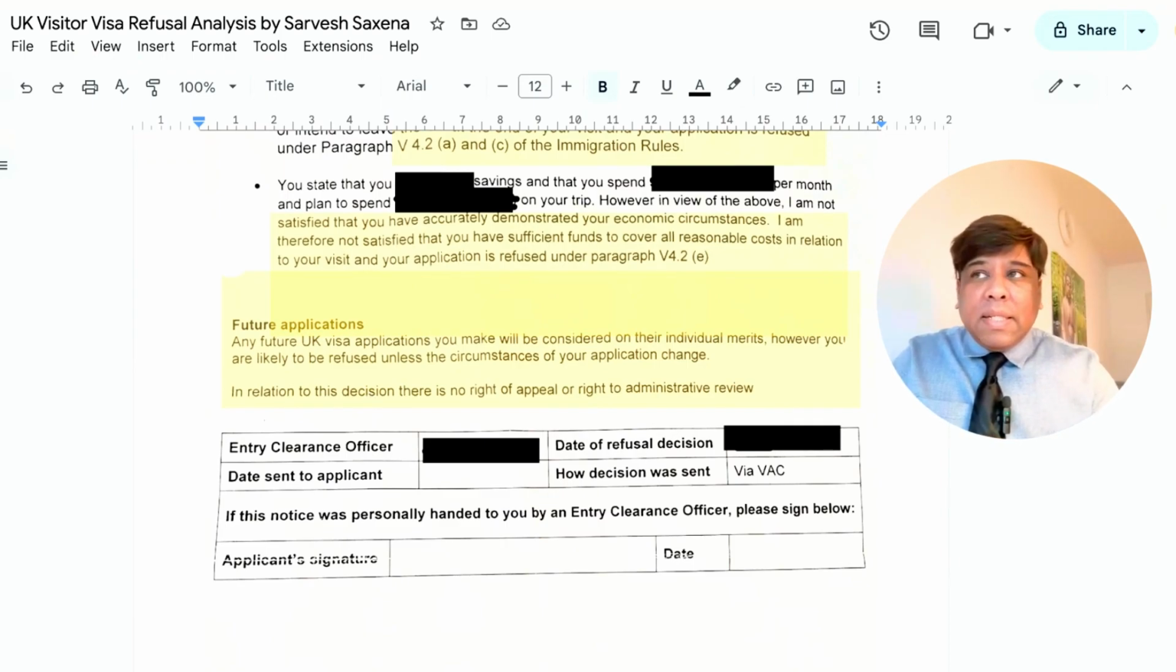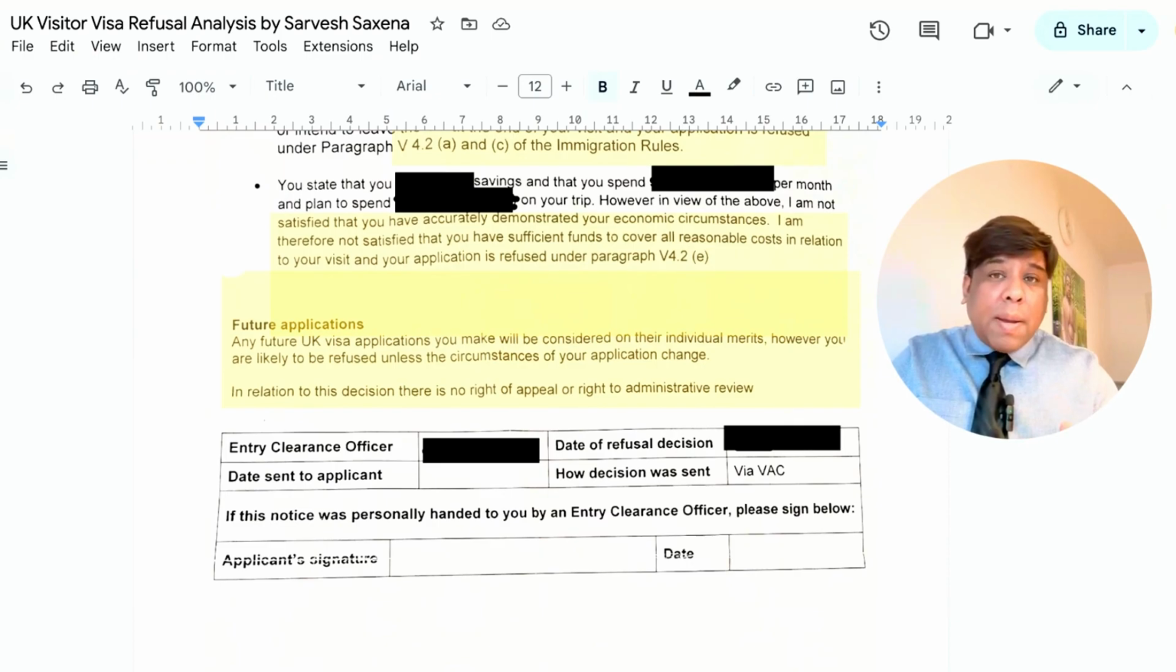And I think this is a really difficult thing for anybody who's applying for a visitor visa. Since 2012 or 2013, right of appeal and right of administrative review has been taken off. What this means is today you can only ask them to reconsider, and you can just write to them, but they will look at the existing evidence.